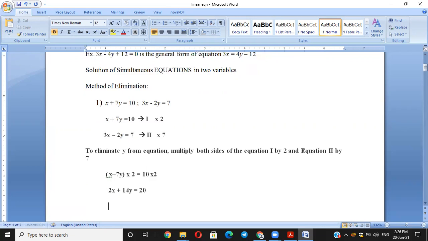Now let us multiply equation 2 by 7. So if I multiply equation 2 by 7, see here, 7 into 3 will be 21. So let us write here directly 21x, right, minus 2 into 7 is 14y, equal to 7 into 7 is 49. Right. So it is very simple now. I have multiplied equation number 1 by 2 and equation number 2 by 7. The equations are looking somewhat like this.